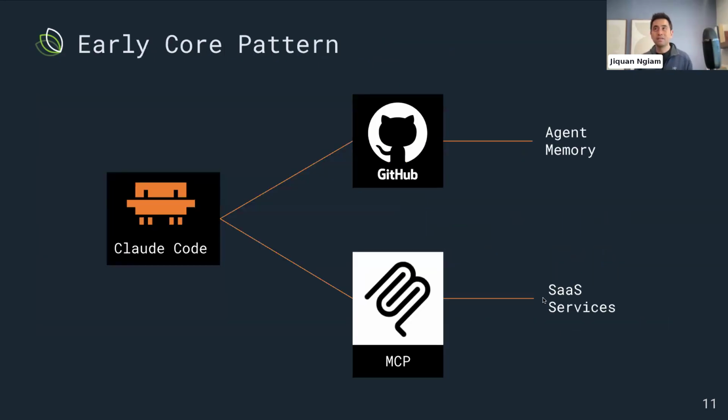Awesome. So I think the early core pattern of this was Claude Code, agent memory through GitHub, and then SaaS services through MCPs.